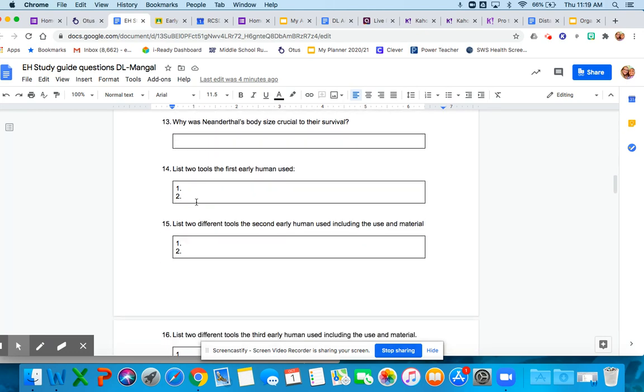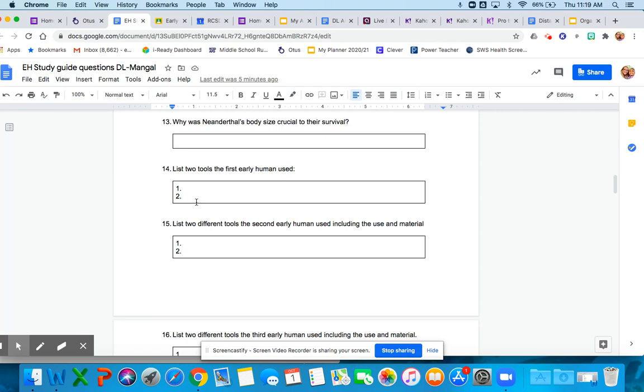13, why was Neanderthals' body size crucial to their survival? So they were small, smaller than us. They were more muscular for sure, but they had smaller bodies and they were shorter than us. And the reason that was so crucial was because they needed to have a smaller body surface area to contain warmth.